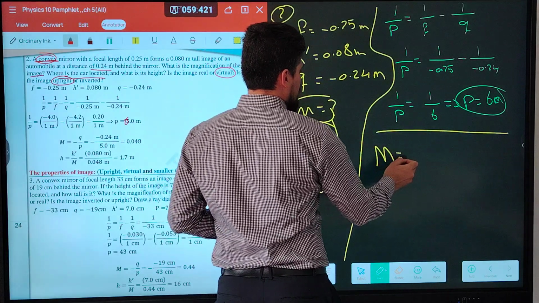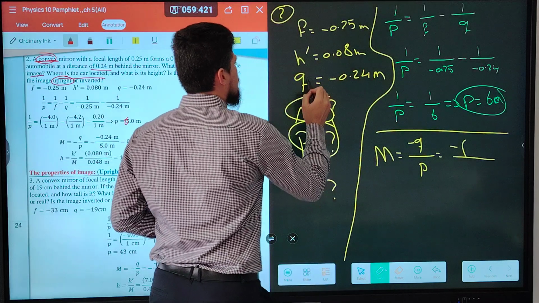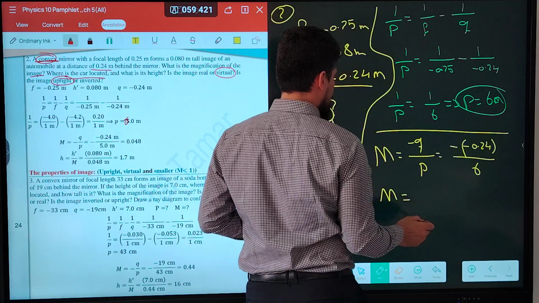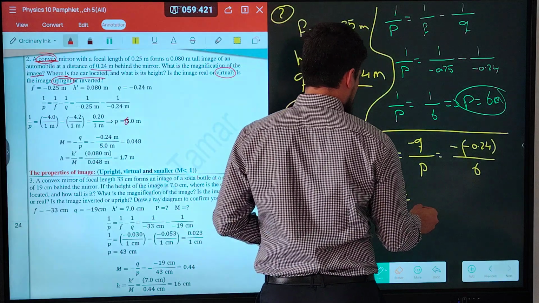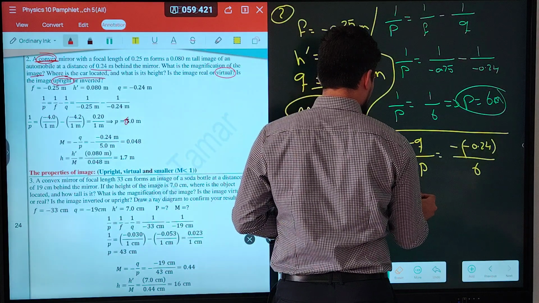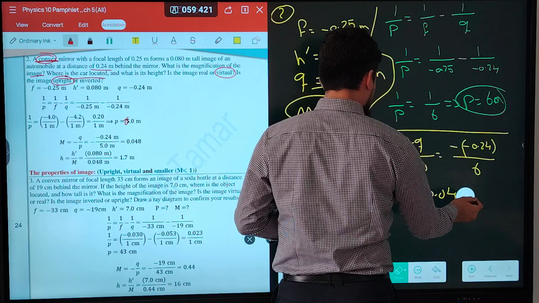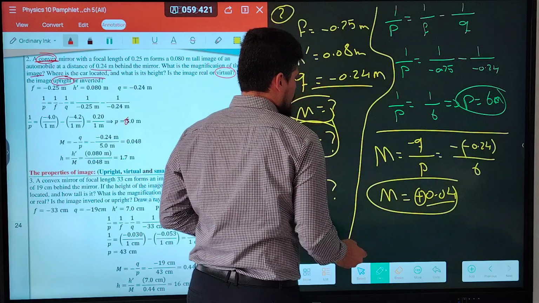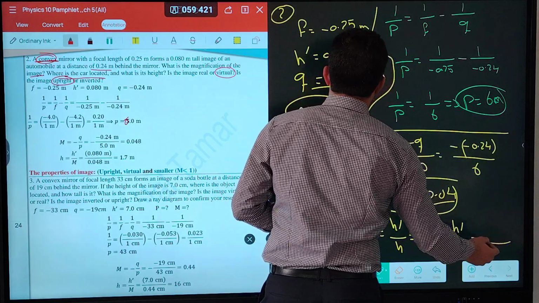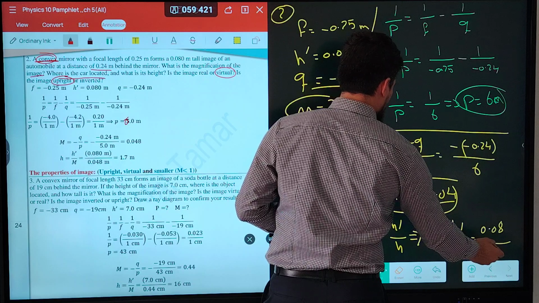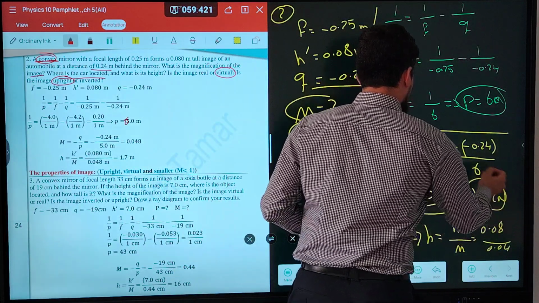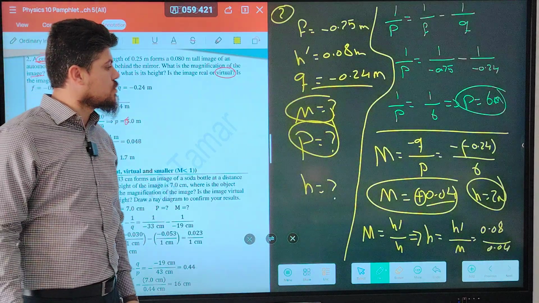Magnification is equal to what? Negative Q over P. Negative negative 0.24 divided by 6. M is equal to 0.24 divided by 6, which is 0.04, positive 0.04, unitless, it has no unit. This is upright and smaller. Height is equal to what? Magnification, H prime over H. H is equal to H prime over M. H prime was given, 0.08 divided by 0.04. I got 2. So H is equal to 2 meter. This is the actual height of the automobile.